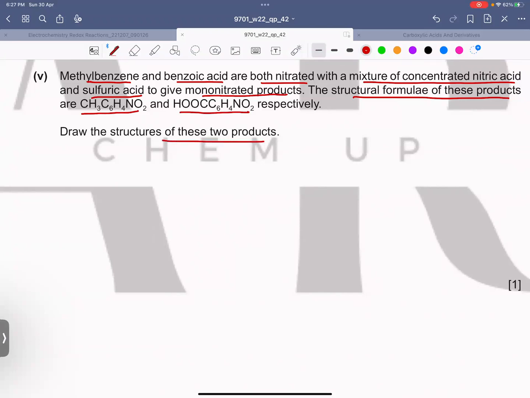So here, if you recall, there are two benzene compounds, one having a methyl group on it and the other one having a carboxylic acid group on it. So if you recall, carboxylic acid is electron withdrawing in nature and methyl is actually electron donating in nature. So in this methyl benzene, the next substitution occurs at either 2 or 4. So the formula of the product would be having a nitro group on the second position.